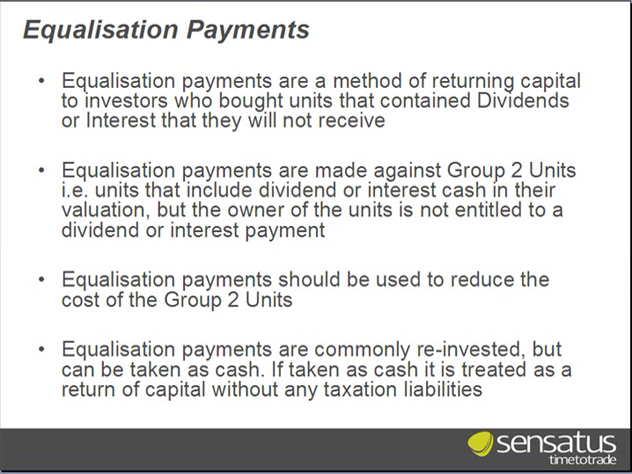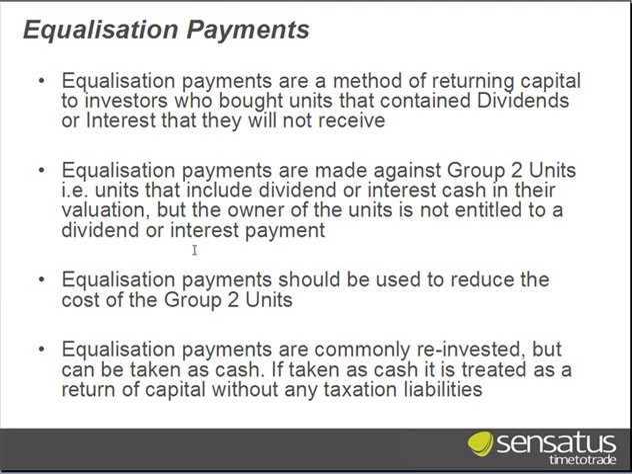Therefore, a couple of key points. Equalisation payments are therefore a method of returning capital to investors who bought units that contain these dividends or interest payments that they will never receive. Okay? The equalisation payments are made against what are called Group 2 units.